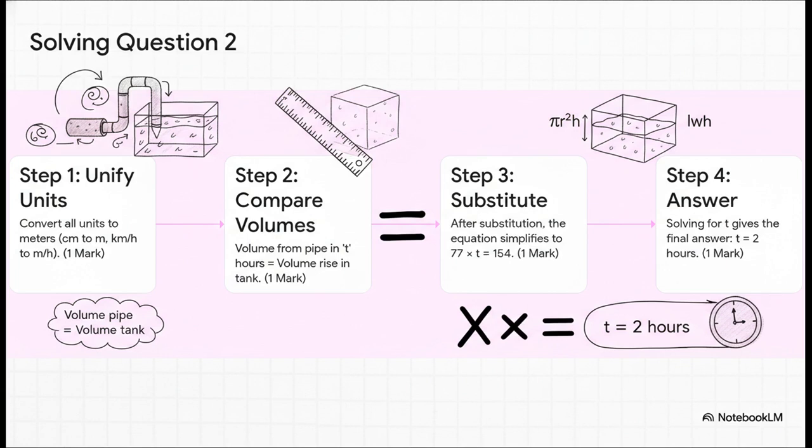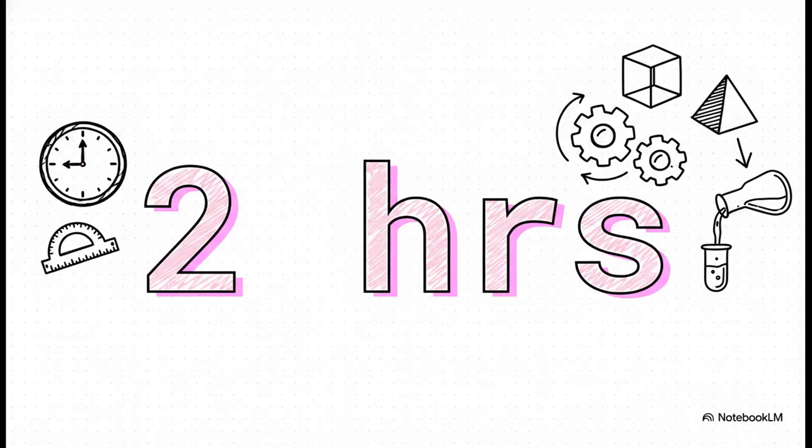You just set the 2 volumes equal. Volume from the pipe, which is a cylinder, equals the volume of the rise in the tank, which is a cuboid. Plug in the numbers and solve for t. And the answer you get is 2 hours. But seriously, I'm going to say it again. That first step with the units, it is absolutely non-negotiable.